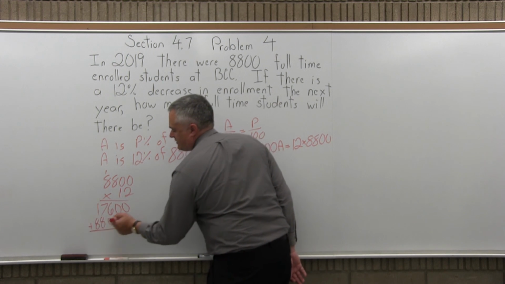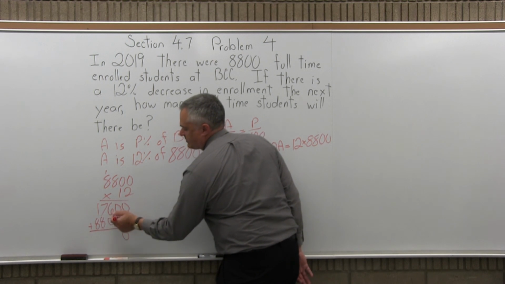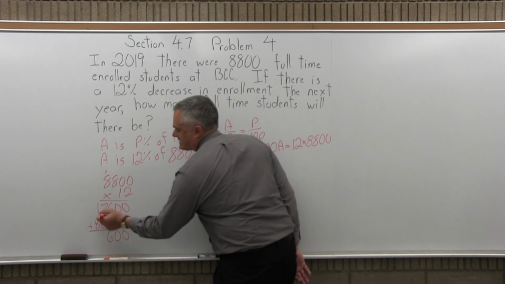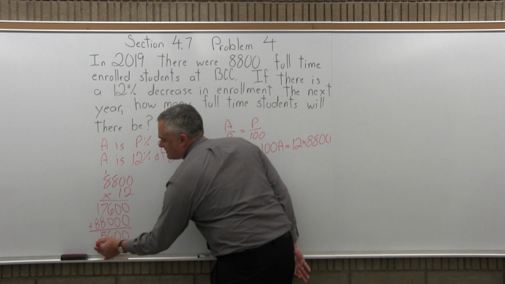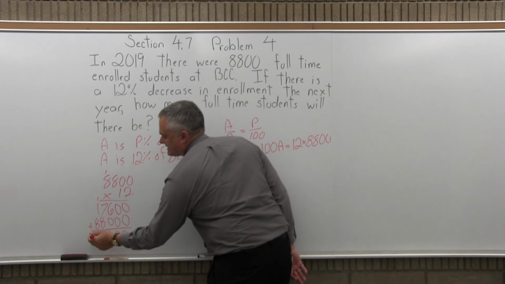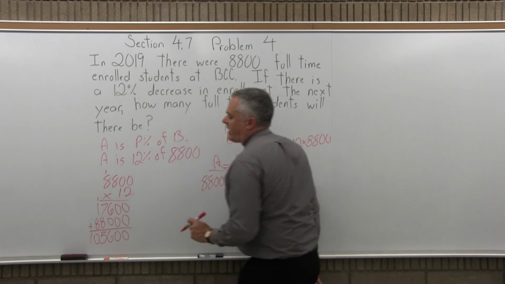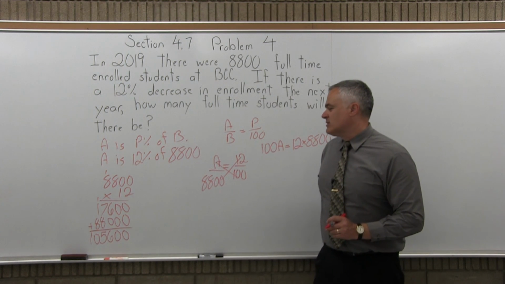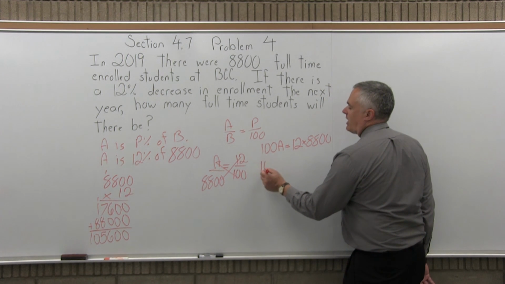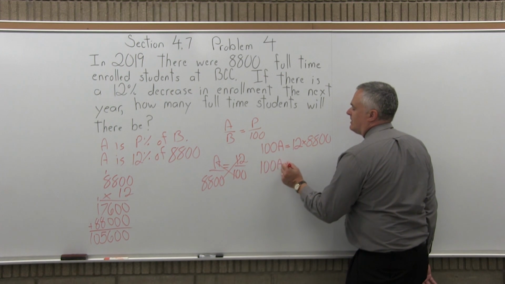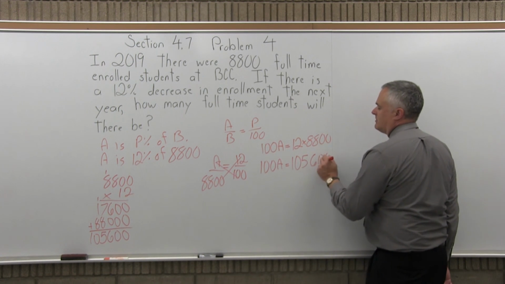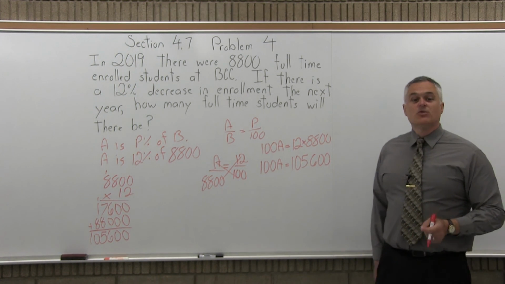Now I add. 0 plus 0 is 0. 0 plus 0 again is another 0. 6 plus 0 is 6. 7 plus 8 is 15, so I write the 5, carry the 1. 1 plus 1 is 2. 2 plus 8 is 10. So I have 105,600. So 100A equals 105,600. That's a big number, but the division will be very easy.